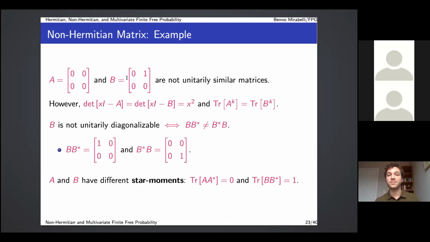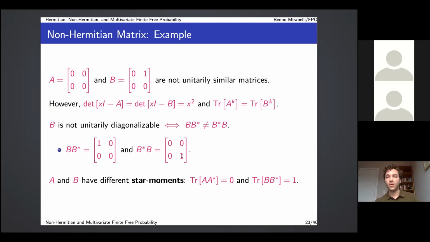And the reason for this is because this matrix B is not unitarily similar to some diagonal matrix. So I can't represent its unitary similarity equivalence class just by the diagonal entries of some diagonal matrix, by the eigenvalues. Not being unitarily similar to a diagonal matrix happens to be equivalent to the property that you don't commute with your conjugate transpose matrix, which is true for this matrix B. As you can see, if I multiply B by its conjugate transpose, I get this matrix with a 1 in the upper left. But if I multiply the conjugate transpose of B times B, I get this matrix with a 1 in the bottom right.